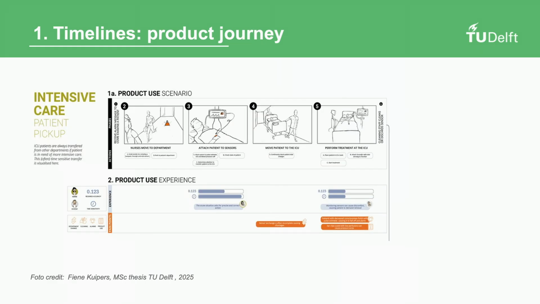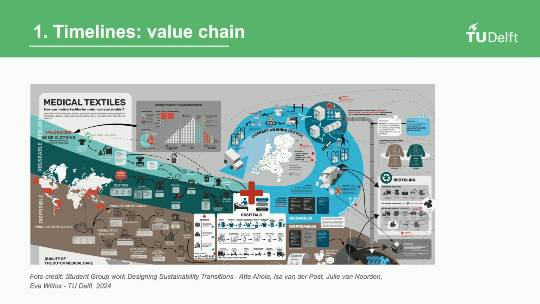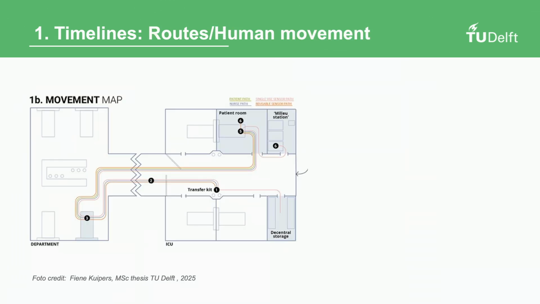A product journey can be done at a small scale, focused on a specific part of the product use phase. Often this is then referred to as a scenario. A visual scenario can also be used to propose the use of a new product. A product journey can also be shown covering the complete value chain, from resource extraction to disposal. Lastly, an example of a journey can be routes or maps of movement through a hospital, for example. These are often made to identify inefficiencies.